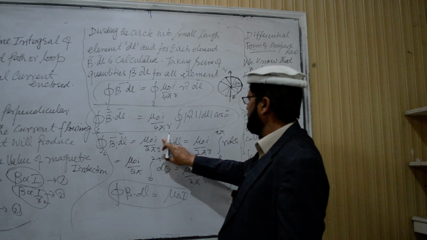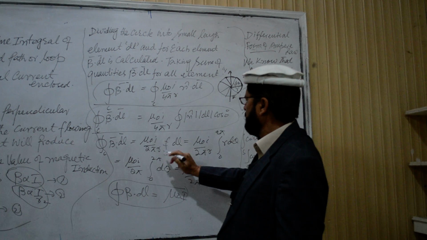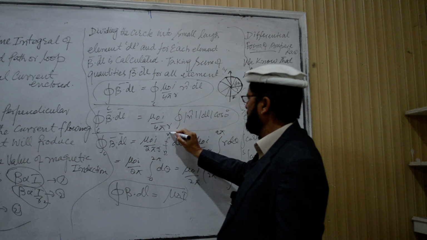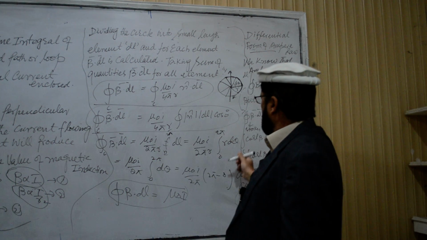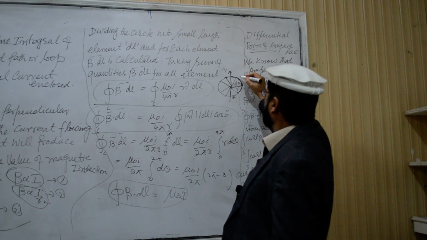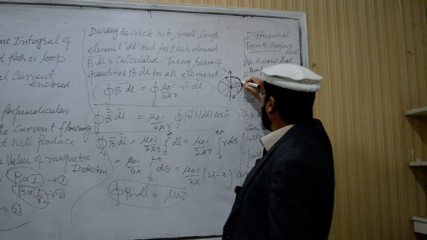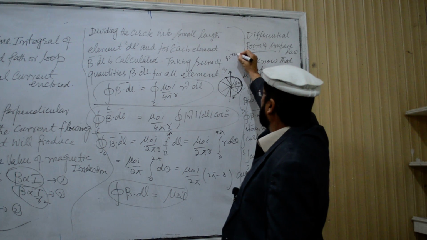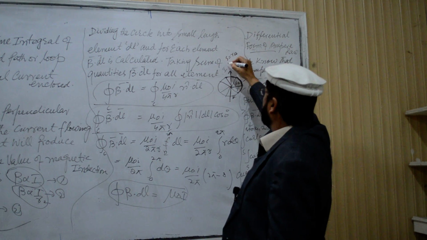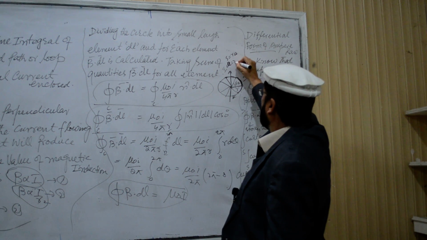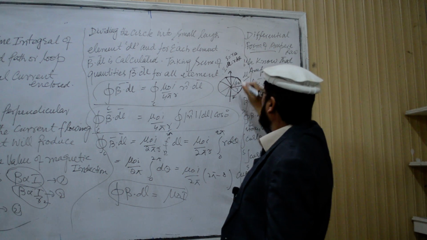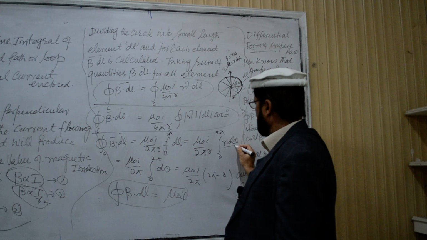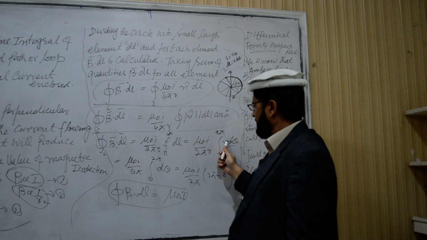it will go from 0 to 2 pi. r d theta is the arc length value. S is equal to r theta. Here the length element dl is equal to r d theta. So put this r d theta here and take its integral.